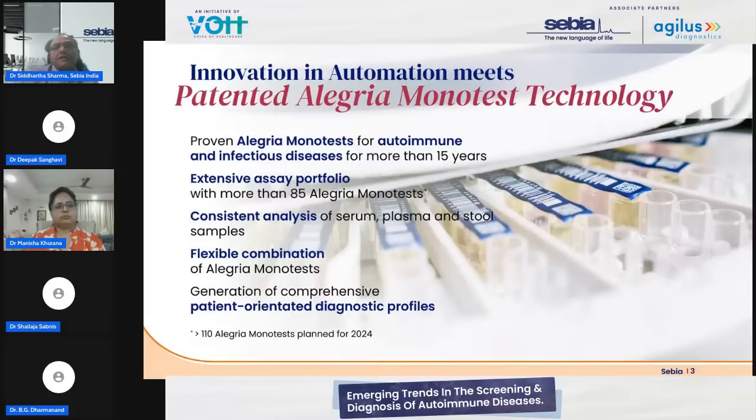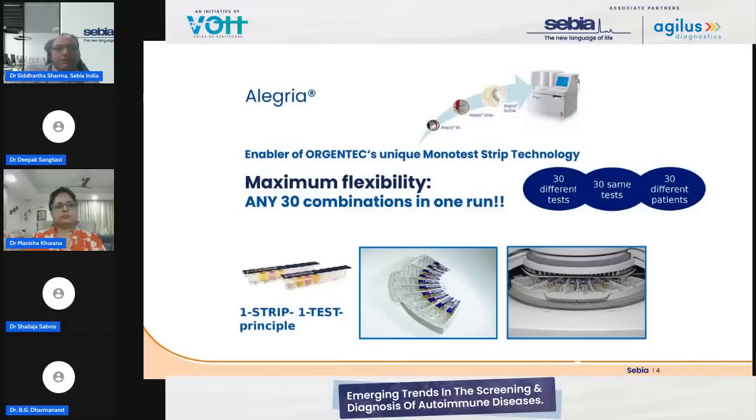So with the exhaustive diagnostic disease-specific profiles available, it leads to a generation of a good patient-oriented diagnosis. So this is what Allegria is. It is an enabler of Organ Tech, and Organ Tech was the company which was acquired by Sebia, and it's a very well-known organization in the autoimmunity segment, and they were actually the developers of this monotest strip technology.